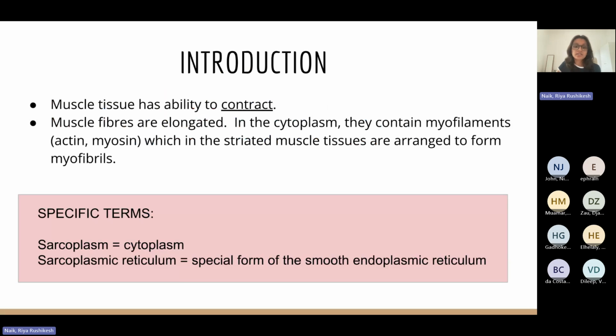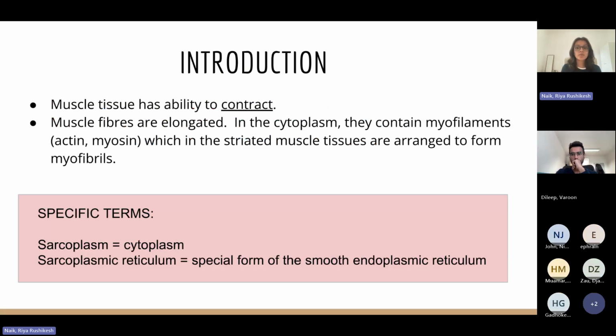And the way it does it is with constant contraction and relaxation of the muscle fibers. So the muscle fiber is basically the smallest unit of a muscle, and it is made up of myofilaments. And these myofilaments are of two types, actin and myosin, and they are arranged in a specific way to form a muscle fiber.